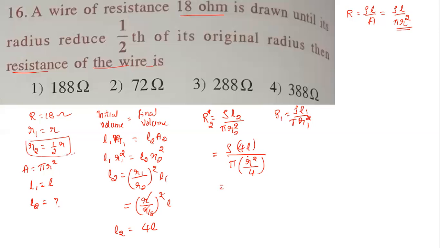So the 4 in the denominator comes to the numerator, and there is already a 4 in the numerator. 4 into 4 becomes 16, so 16 rho L by pi R square. What is rho L by pi R square? That is the initial resistance, which is given as 18 ohm. So it becomes 16 times 18 ohm. If you multiply 16 with 18, you get 288 ohm. So that's the answer.